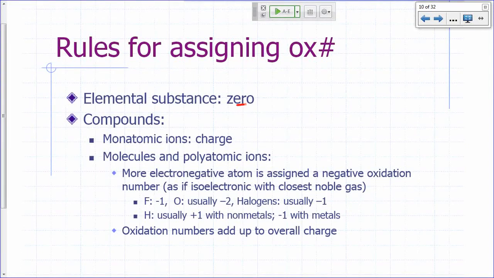So what are the rules for assigning oxidation numbers? If you're dealing with an elemental substance, there's no reason why electrons would belong to one element. If you have any shared electrons, there's no reason why they would belong to one atom versus another, they're all the same. So for an elemental substance, the oxidation number for all the atoms is 0. If you're dealing with compounds, if the compound has monatomic ions, the oxidation number is just the charge.